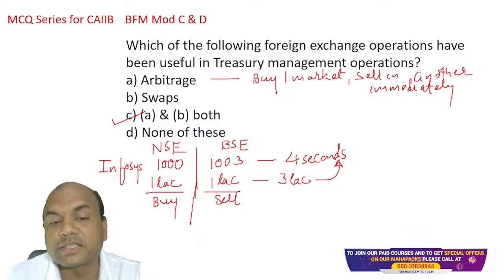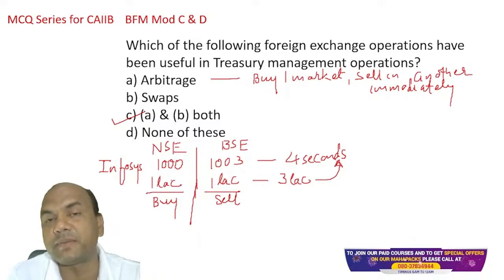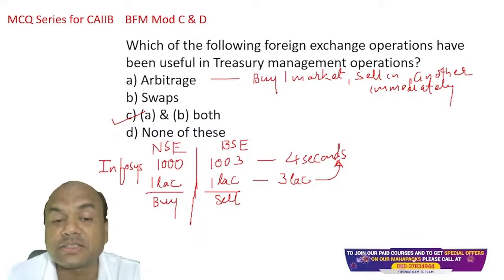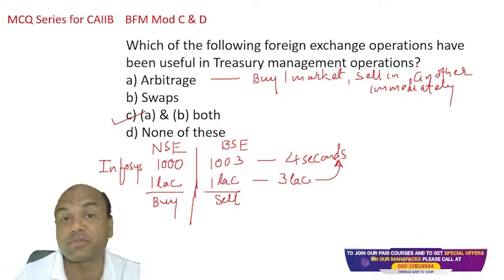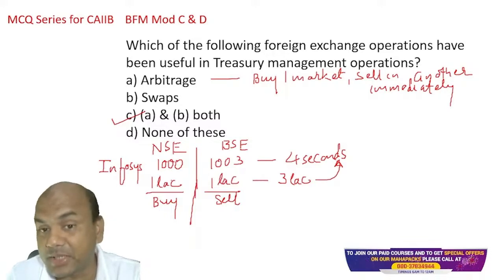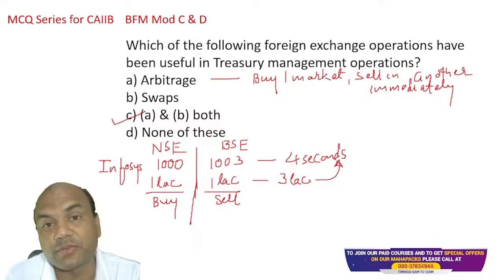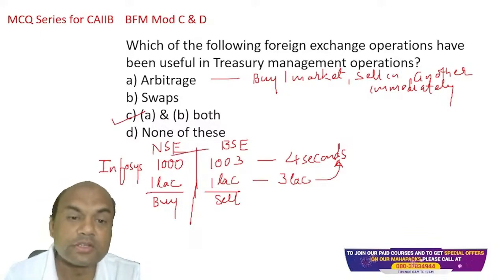Buying in one market and selling in another market immediately. That's why arbitrage is one of the most important and safest transactions. But it is safest subject to the timelines. If you are able to follow the timelines, then it's safe. If you are not able to follow the timelines, you are gone. So that is arbitrage.